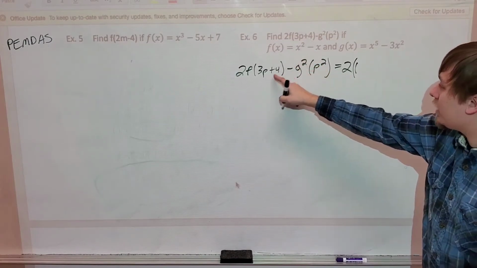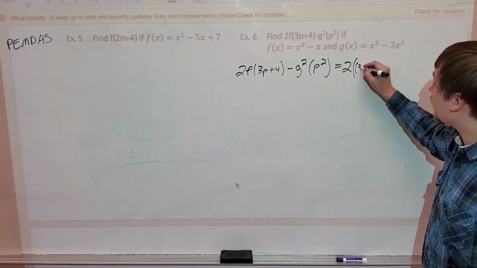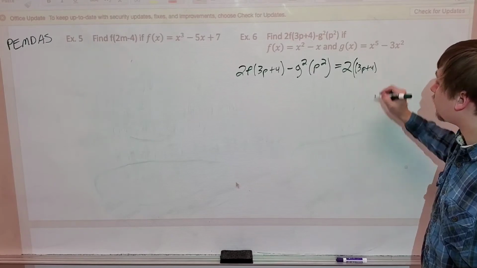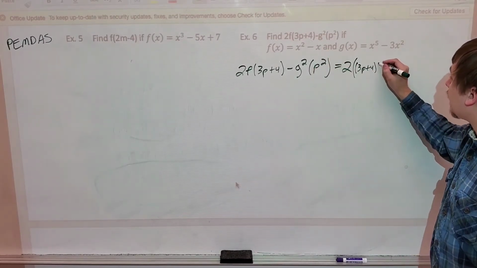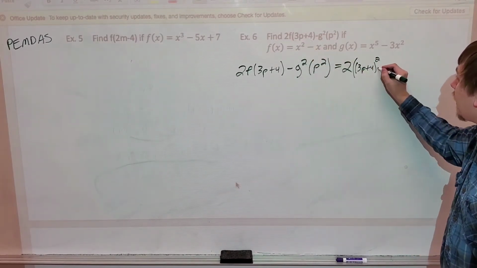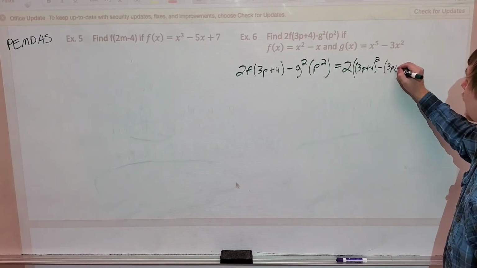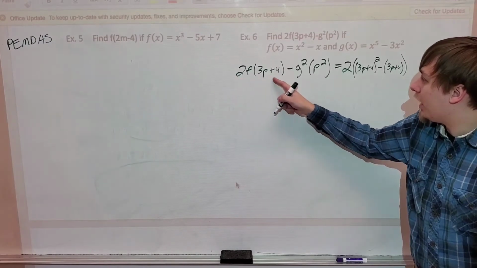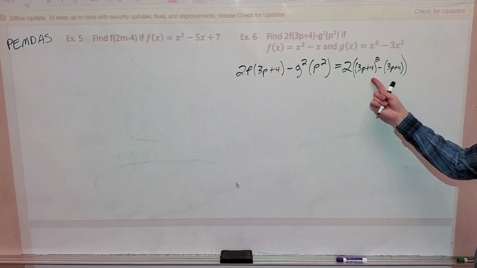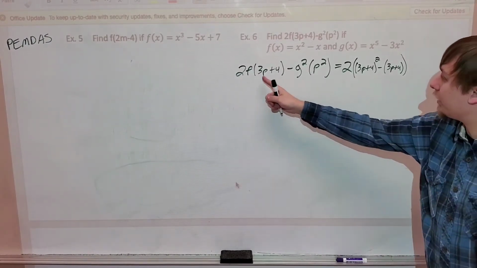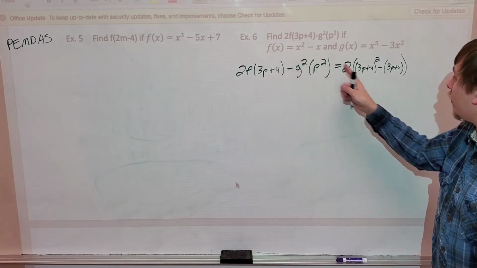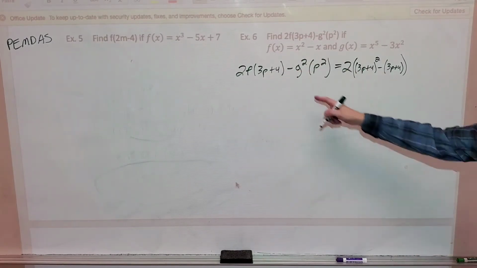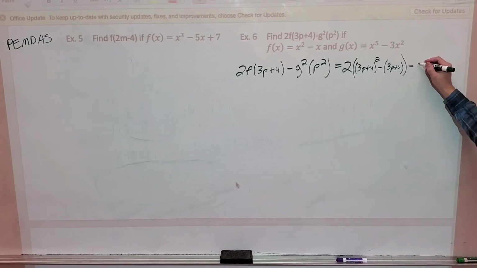So for the x squared, what's got to go in there? 3p plus 4. Then minus, and we got to square that because there's a square there, minus 3p plus 4. So far, 2f, and I plugged in 3p plus 4 where the x's are. Okay, then we have minus, and then we need g.